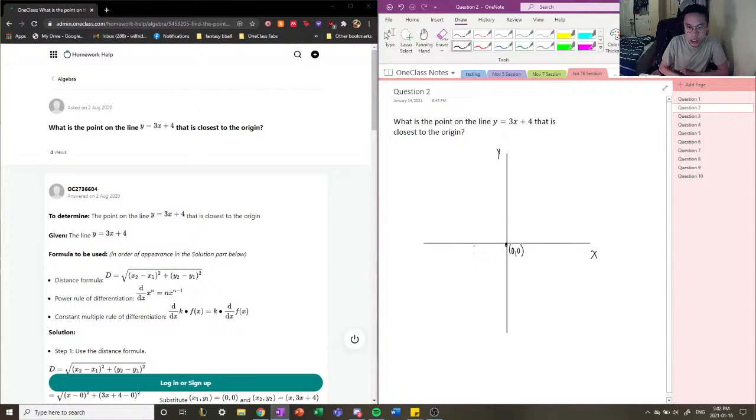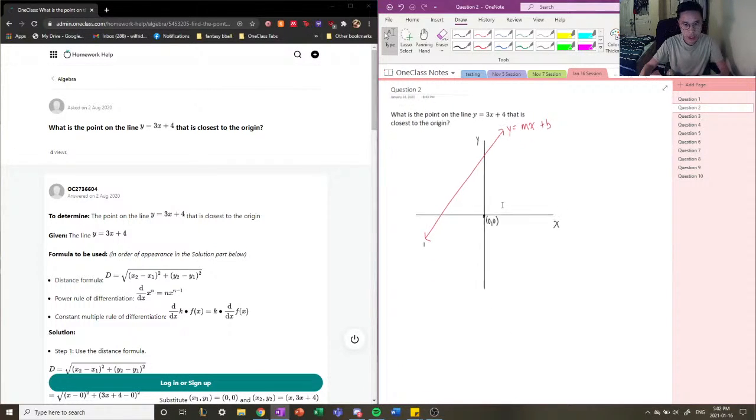Okay, so they're asking us, given our line, so this is not actually the line, but I'm just doing it for illustration, given our line, which is y equals mx plus b, find the point on the line here that is closest to our origin, right? So along this whole line, which point on our line is closest to the origin? Okay, so that's what they're asking us to do.